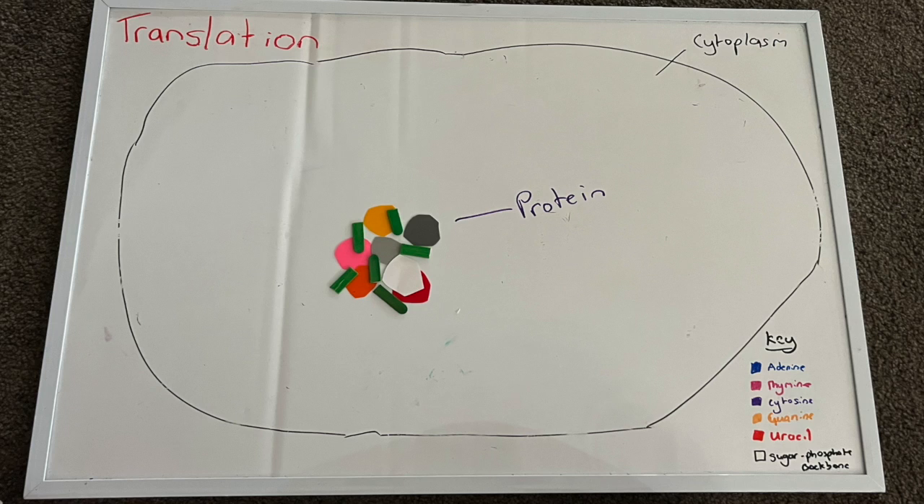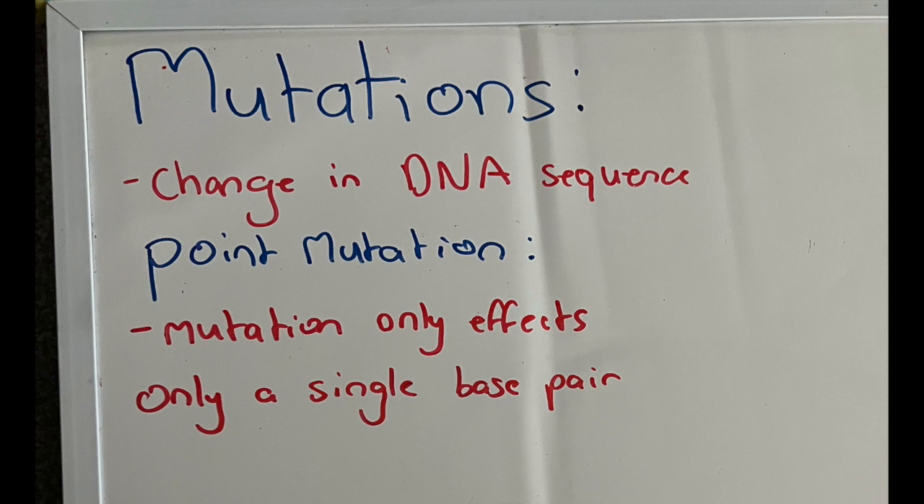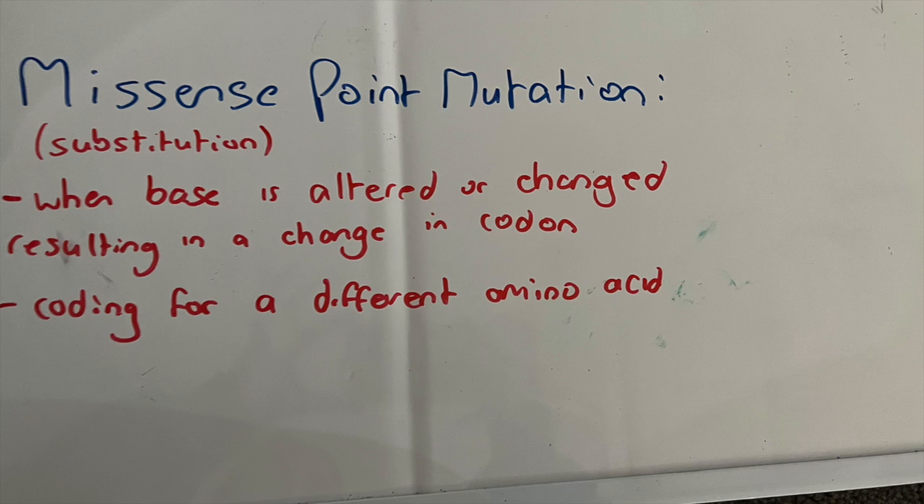However, when there is a mutation in the sequence, this creates a change in the amino acid sequence and can totally change the function of the protein being made or stop that protein from even being made. A mutation is a change in the DNA sequence. A point mutation is a type of mutation that only affects a base pair. A missense point mutation is when the base is altered or changed, resulting in a change in codon, coding for a different amino acid.